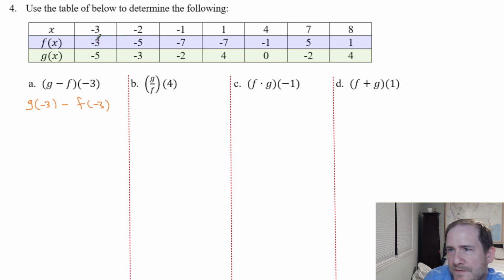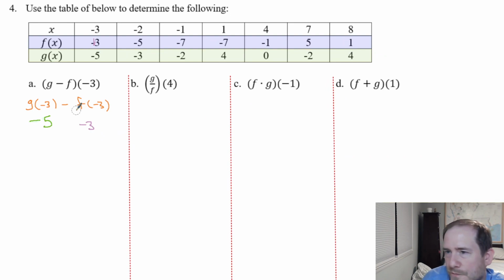So f of -3 is -3. You just read it off the table. And g is this mint greenish colored row. So -3 is giving -5. That's too mint. I need less mint and more forest. Okay.